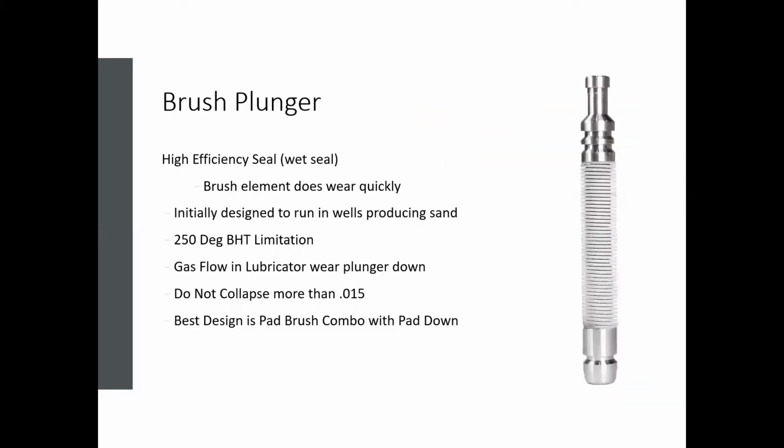Next is a brush plunger. These are a high efficiency wet seal, but the brush does wear out quickly. So these are more designed for sand clean out plungers, and they have a great seal, but they will wear out fast. Where we have issues with them is when temperatures are higher than 250 degrees bottom hole temperature. Also, if it's a high gas rate, it'll blow the bristles off of it or make it weak. And it also does not collapse more than 15 thousandths.